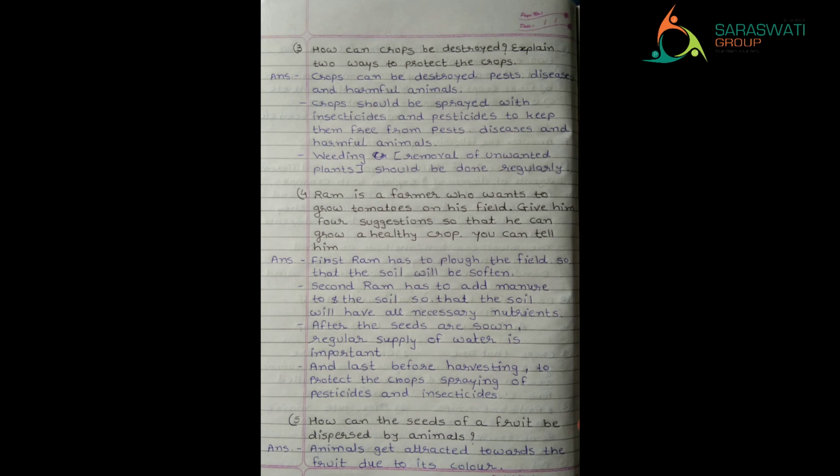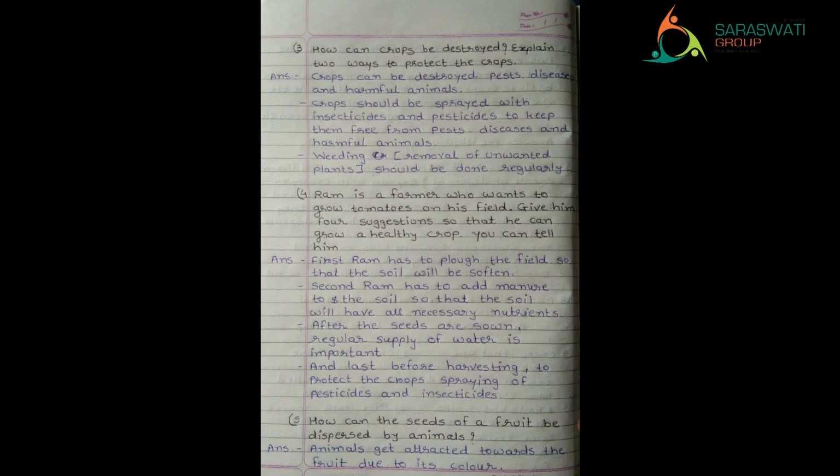Give him 4 suggestions so that he can grow a healthy crop. You can tell him, right? Okay, that means we just have to give a suggestion to Ram that if he wants to grow tomatoes, how he can grow them. See, first Ram has to plow the field so that the soil will be softened. Right, the soil has to be made soft first. So what do we have to do to make it soft?